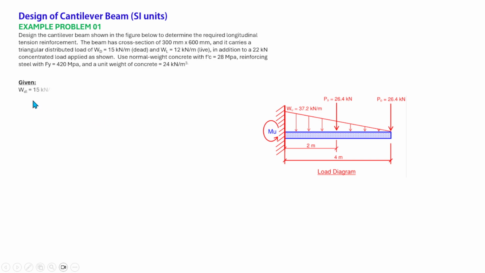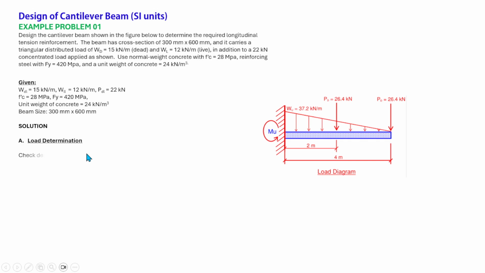So here we are given the dead load, which is 15 kilonewton per meter, and the live load of 12 kilonewton per meter. So we have 22 kilonewtons. These are all the service loading. So we have 28 megapascal fc' and fy is equal to 420 megapascal. And we have 24 kilonewton per cubic meter for the unit weight of concrete. The beam size is given as 300 mm by 600 mm. So let's get started with our solution, load determination.